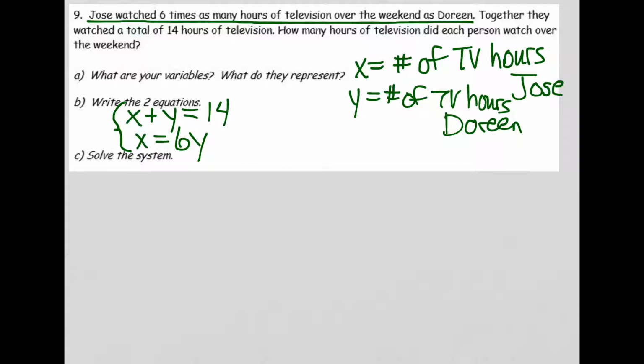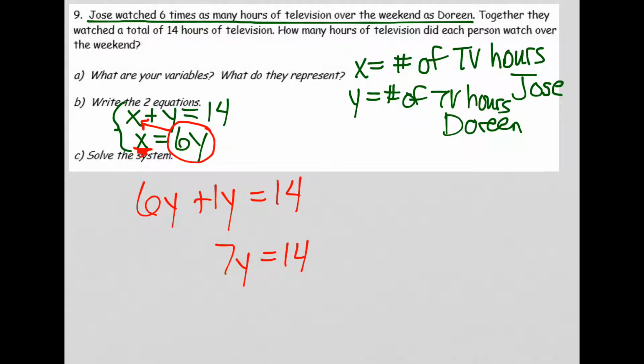So just as a little review, when you do substitution, you're going to say, well, if X is isolated, it's all by itself over here, X equals all this stuff, I'm going to replace X with all that stuff. And that will give me 6Y plus Y equals 14. Now I just have one equation and only one variable. So 6Y plus 1Y is 7Y. And if 7 times something equals 14, and I divide both sides by 7, then I get that Y equals 2. Well, that feels pretty good.